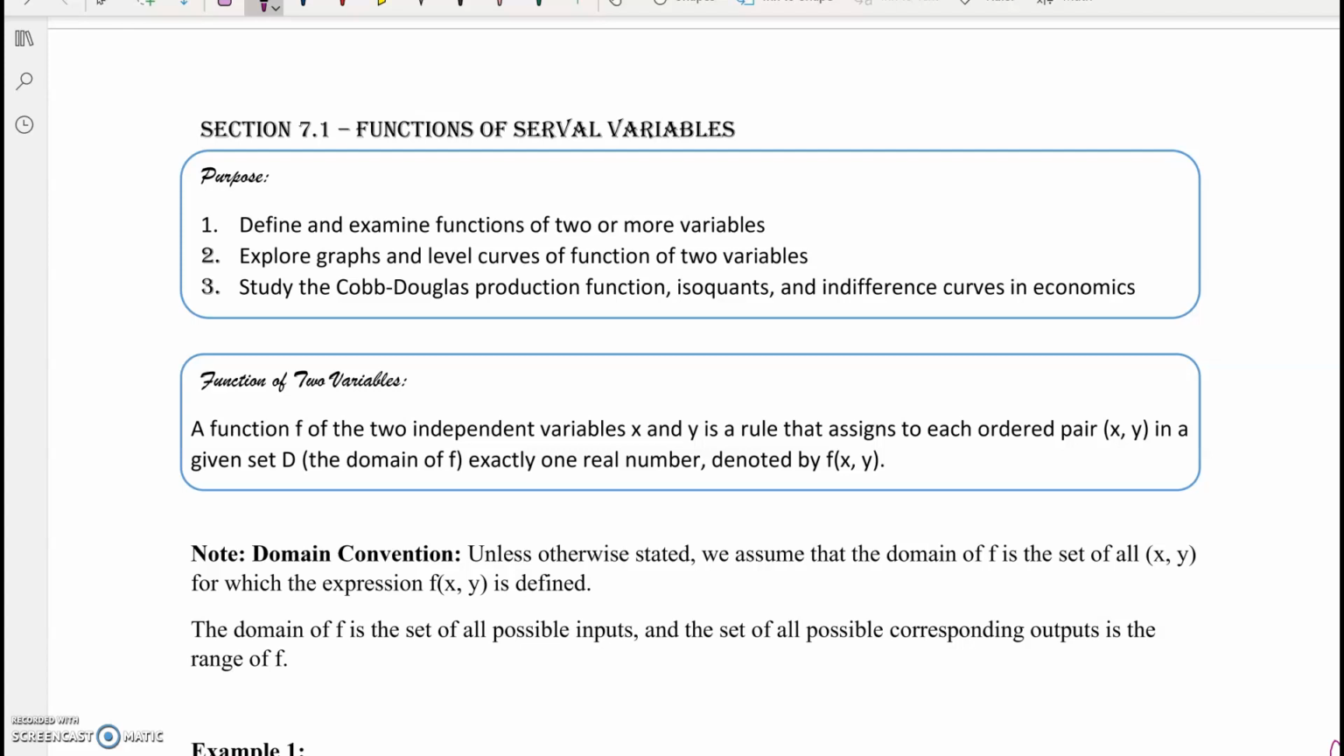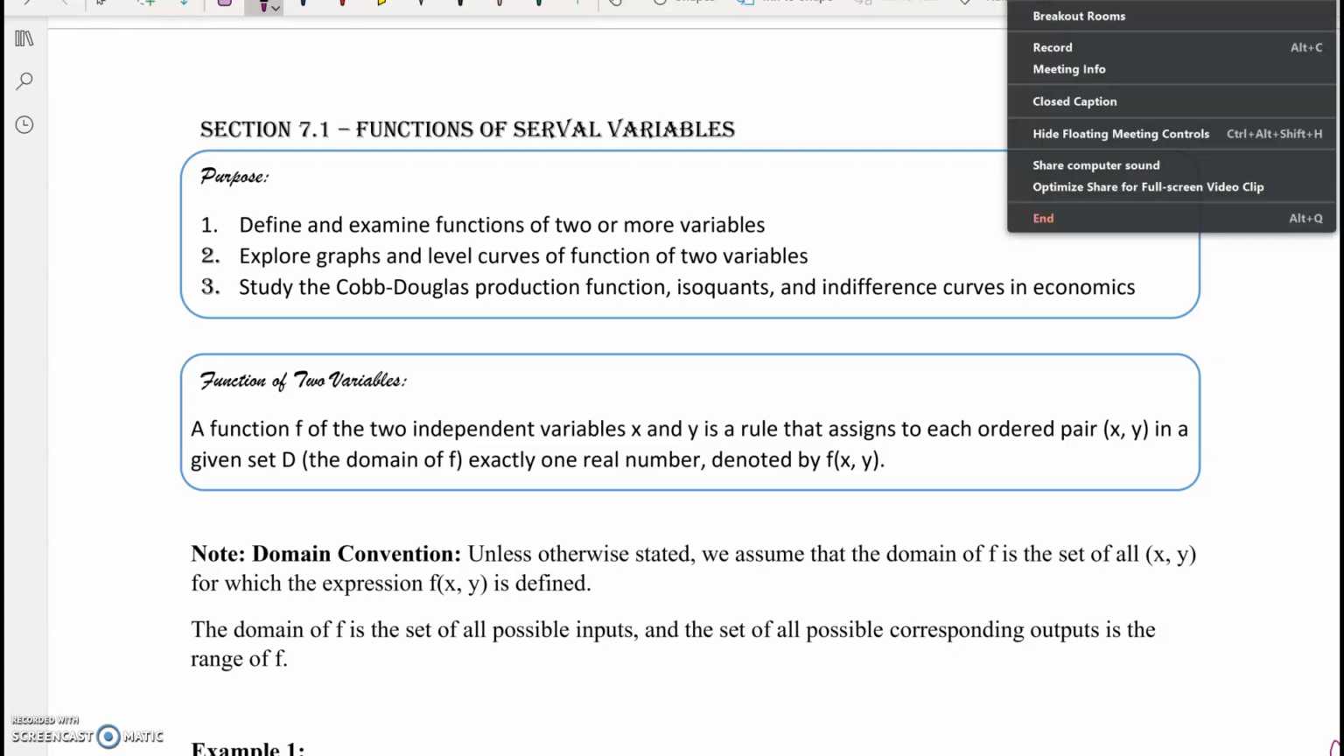is a rule that assigns to each ordered pair x comma y in a given set D, which is the domain, exactly one real number denoted by f of x comma y. So we have a function, and then it just got evaluated.